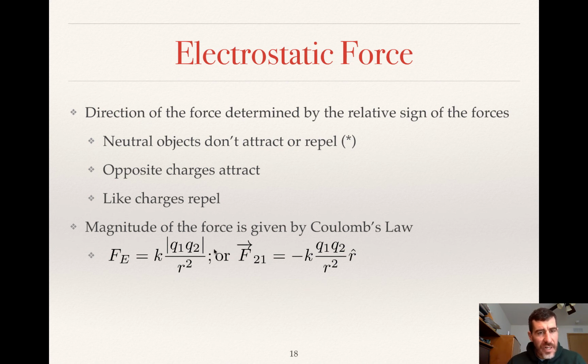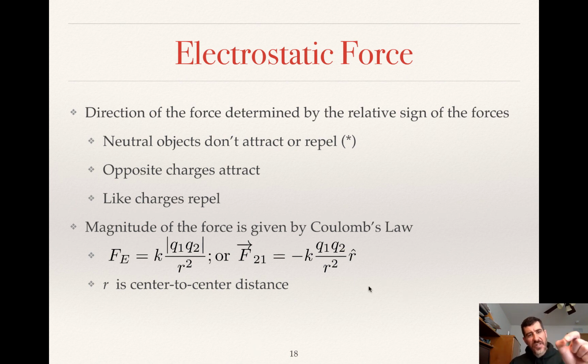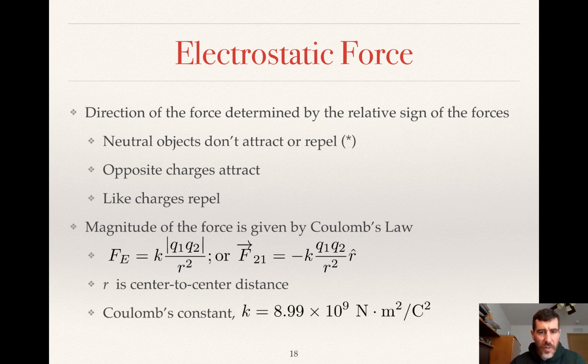Personally, the way I usually do it is with the one on the left. I just figure out the magnitude of the force, and then I just look to see if they're positive or negative, to see attractive or repulsive, and figure out the direction that way. To be honest, I think that's easier than trying to figure out what direction all these R hats and things are supposed to be. So, as I mentioned, R is the center to center distance, so the center of object 1 to the center of object 2. And Coulomb's constant K, this is something you actually have to measure experimentally, it's 8.99 times 10 to the 9th Newton meter squared per Coulomb squared.